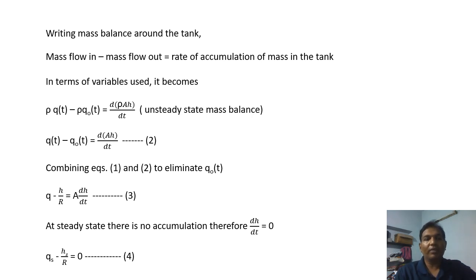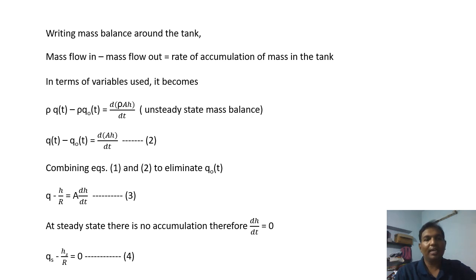Combining equations 1 and 2 will eliminate Q naught of t. We have a relationship that Q naught is equal to H by R. So in place of Q naught we are going to substitute H by R. Here you substitute in equation number 2 to eliminate the variable Q naught of t. So Q minus H by R is equal to A into dH by dt, which will be equation number 3. So this is under unsteady state.